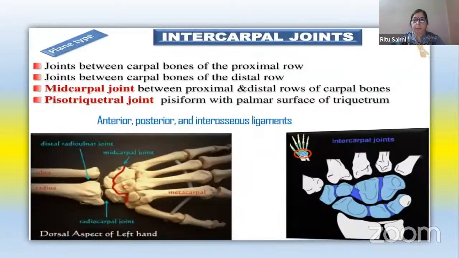And these are the intercarpal joints, which you can see between the carpal bones of the proximal row, between the distal row, and the midcarpal joint between the proximal and the distal row. In between those rows, and the pisotriquetral joint, which is formed by the pisiform with the palmar surface of the triquetrum.